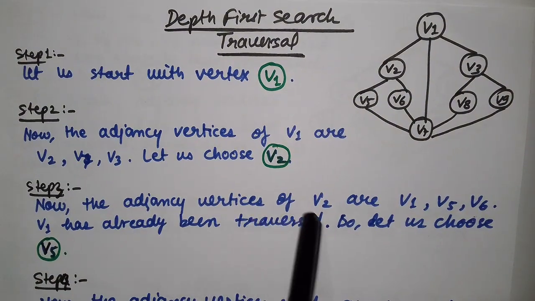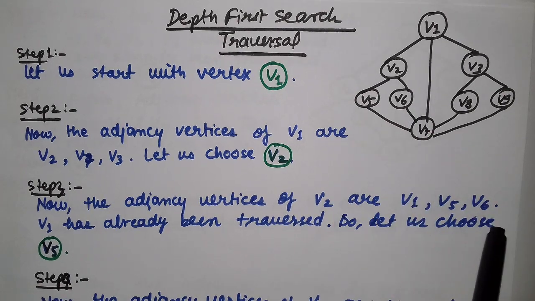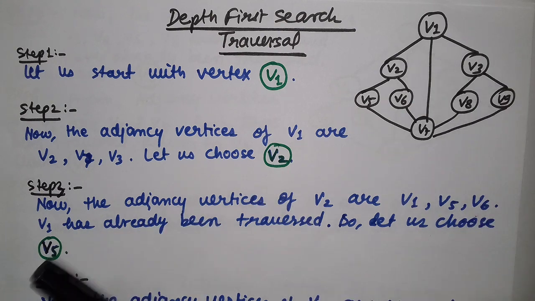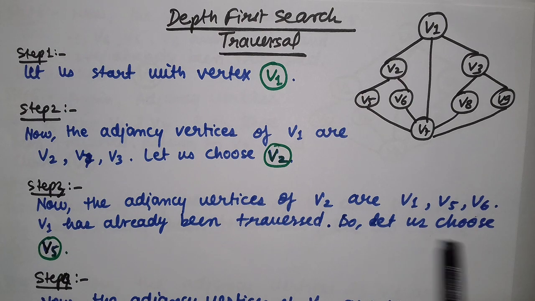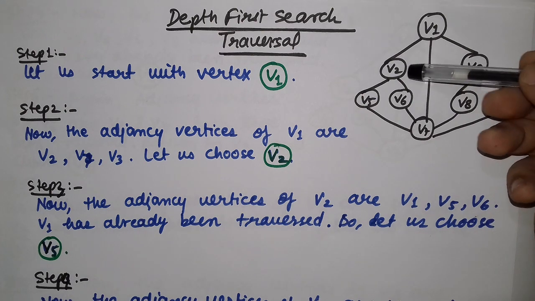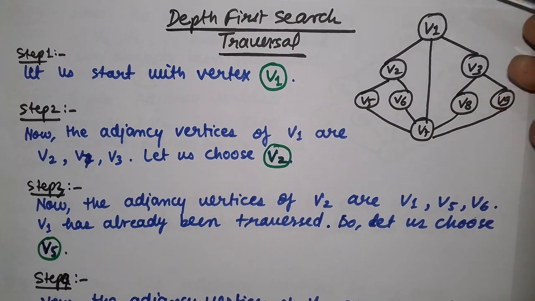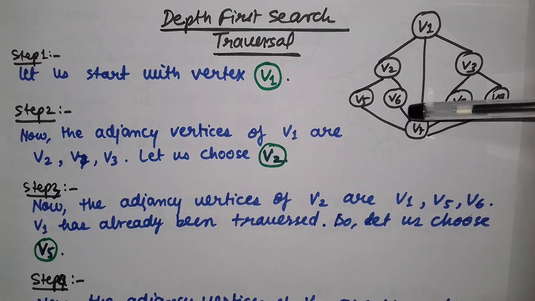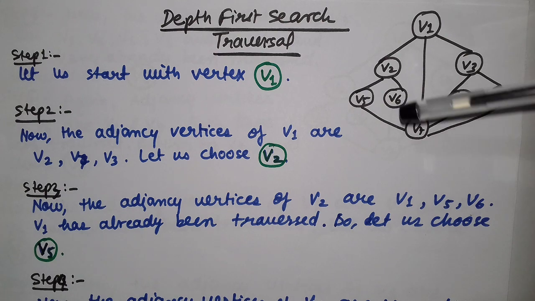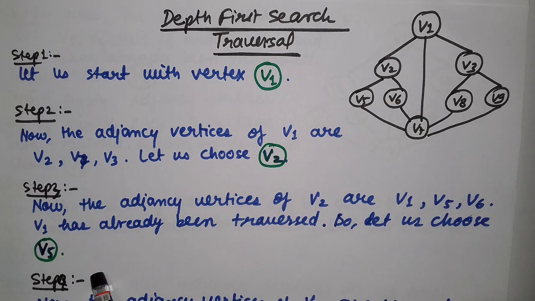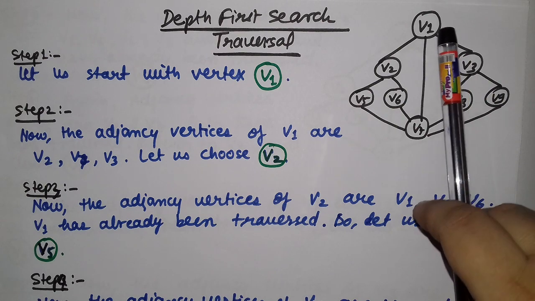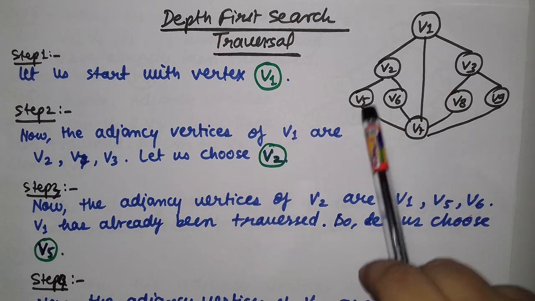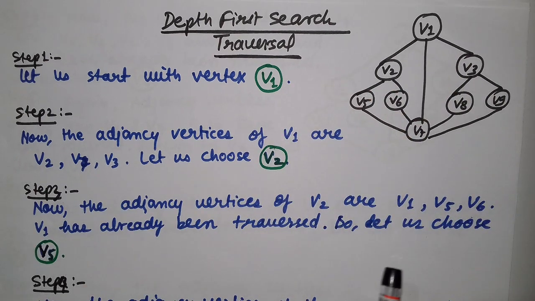So here, in the third step, the adjacency vertices of V2 are V1, V5, V6. We have to select any one. We have already traversed V1. V1 has already been traversed. So we have two remaining options, V5 and V6, and we have to choose only one of them. So here let us choose V5. Now you can clearly see that V1, V2 and V5 have been traversed.